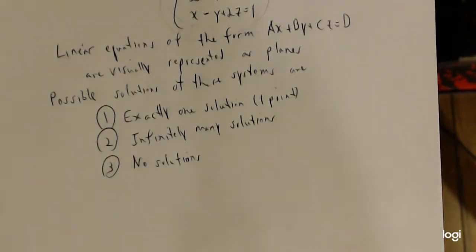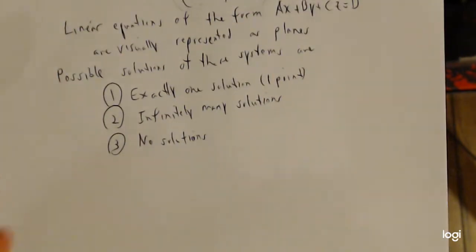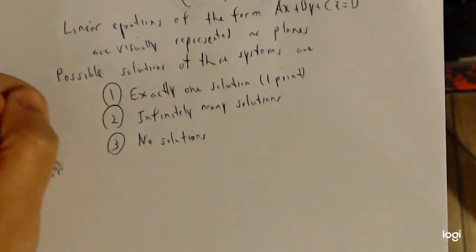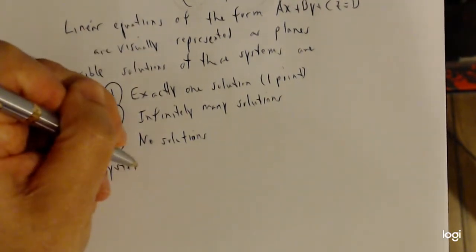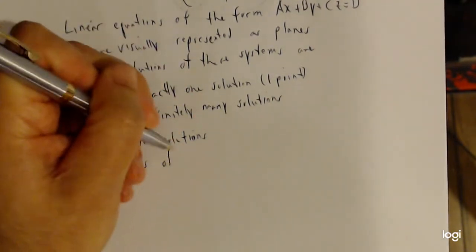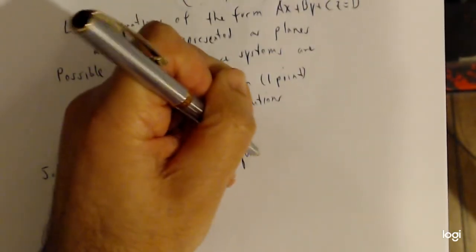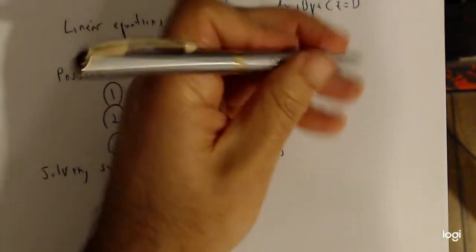Before we actually start solving systems, let's talk about the things we are allowed to perform on the system of equations. So when we're solving systems of linear equations with three variables.